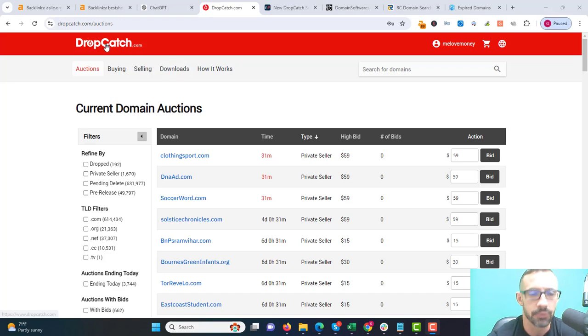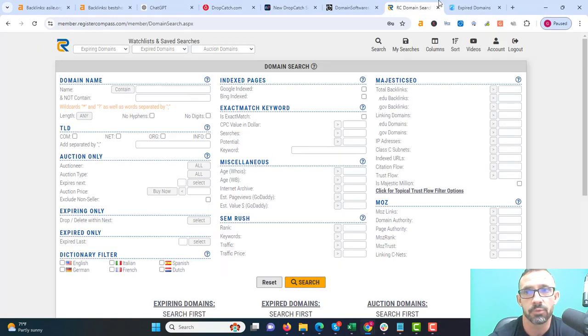I don't typically use DropCatch, but a lot of people do, so I want to show you how to do this. I usually use, as you guys know, Register Compass or Spamzilla, and I catch domains at auction.